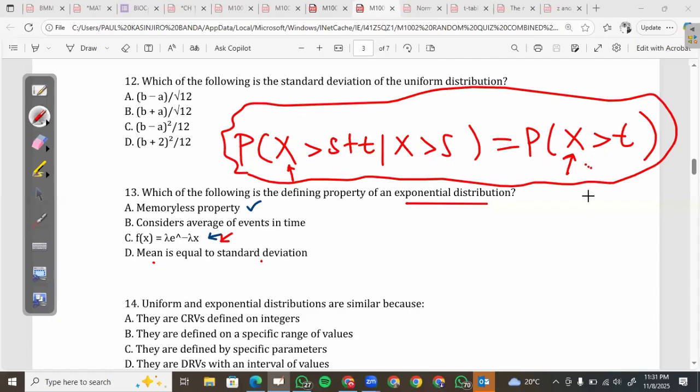Maybe they can ask you a question on that. And then we move on to question 14. Question 14, what does it say?